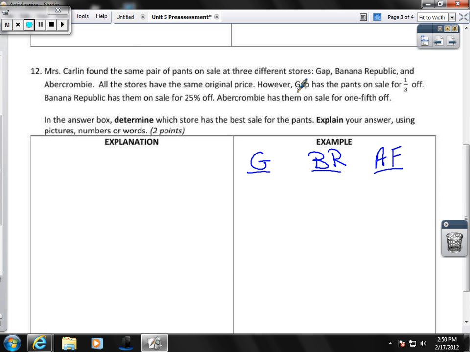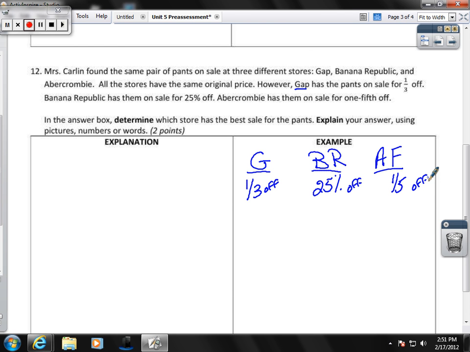However, Gap has pants on sale for 1/3 off. Banana Republic has them on sale for 25% off. And Abercrombie has them on sale for 1/5 off. Again, we have fractions, we have percents. We need to be able to compare these 3 numbers. It says, in your answer, determine which store has the best percentage off.